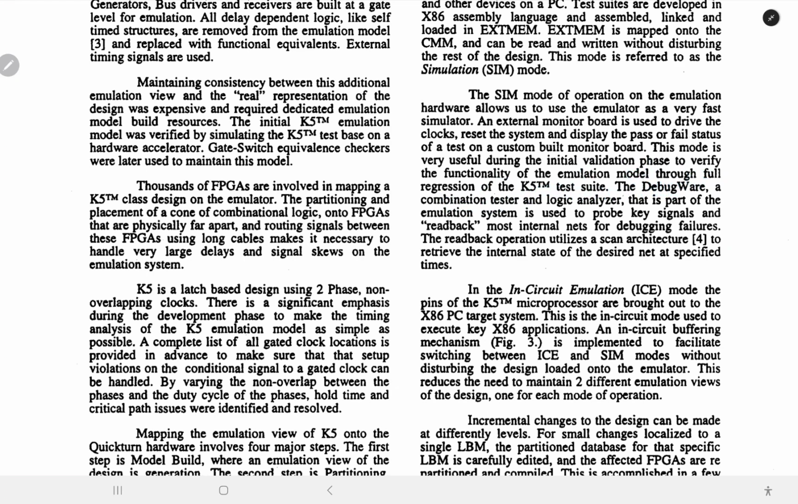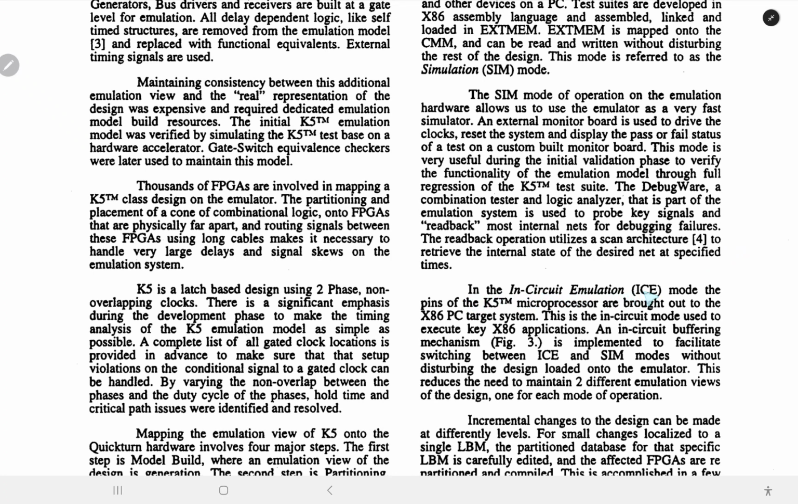The debugware, a combination tester and logic analyzer that is part of the emulation system, is used to probe the key signals and read back most internal nets for debugging failures. The readback operation utilizes scan architecture to retrieve the internal state of the desired net at the specified times.